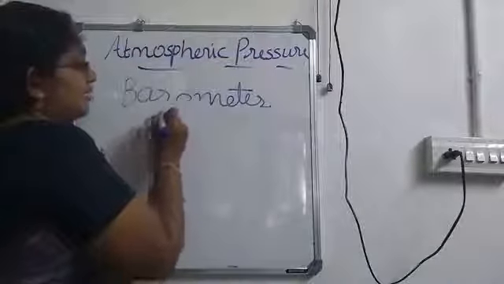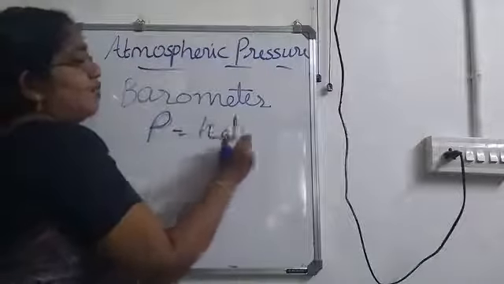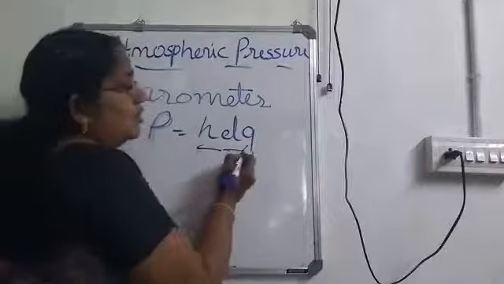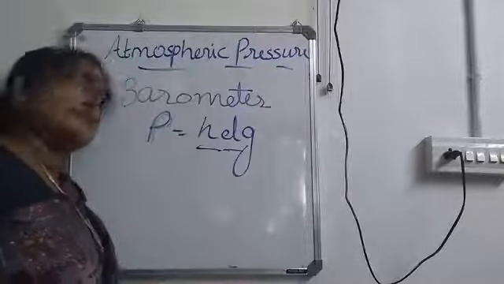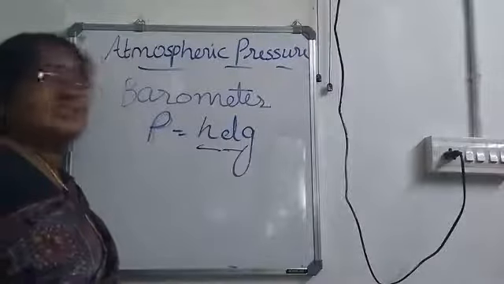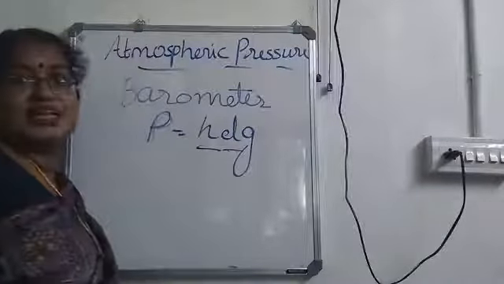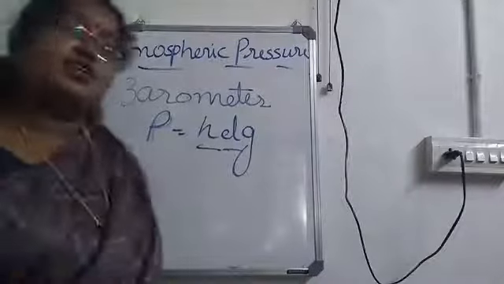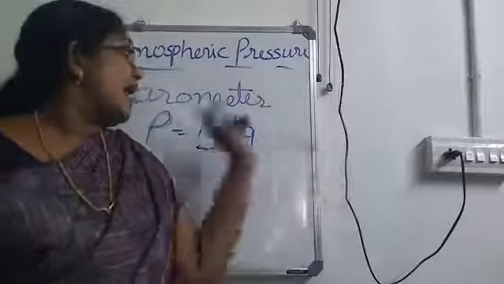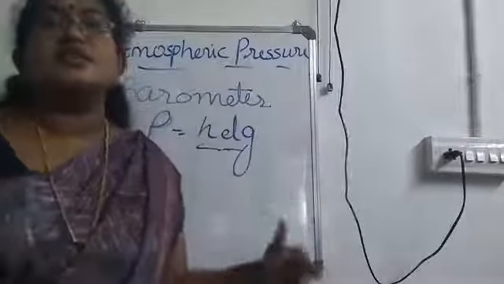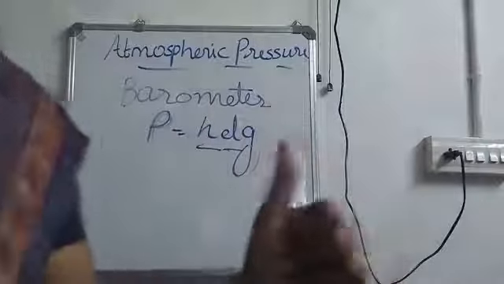Already we learned an equation for fluid pressure. What is that? hdg. Pressure depends on height and density. So when we are moving up, what happens? There is a change in the height, isn't it? Then about the density, height of the air column decreases as well as the density of the air column decreases. And this is the reason why pressure decreases.